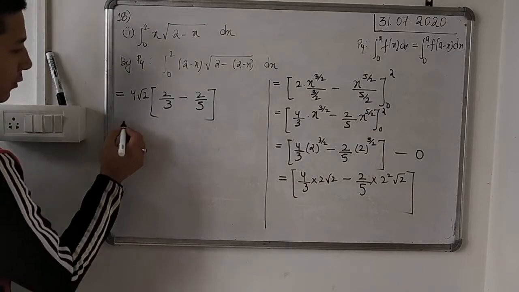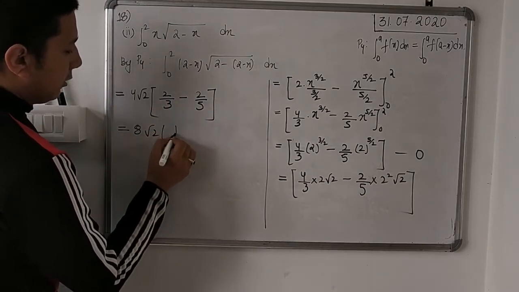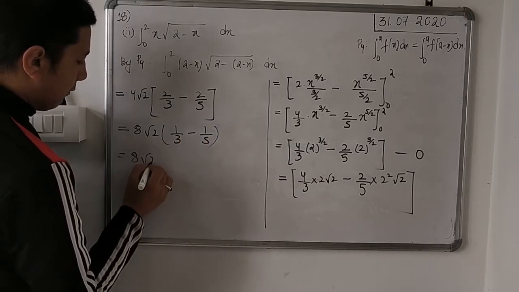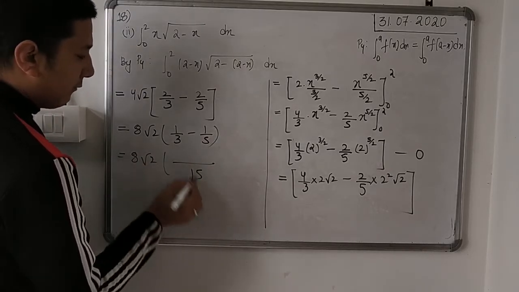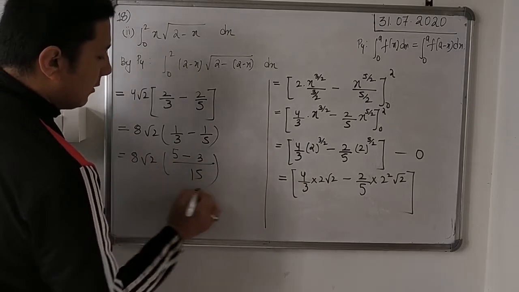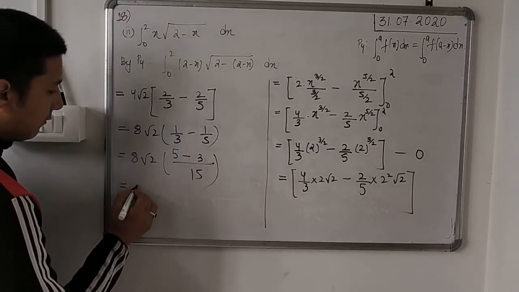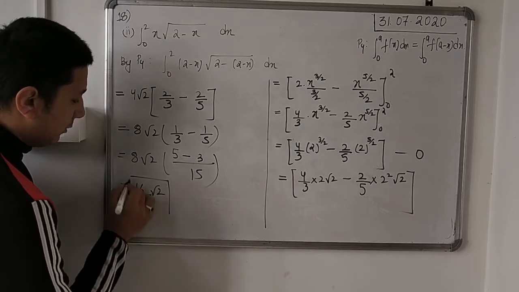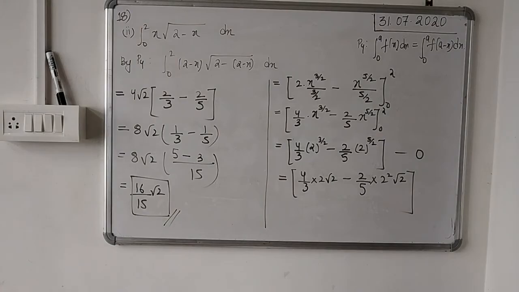Even I can take 2 also common, so hence it will be 8 root 2 outside, and here it will be 1 by 3 minus 1 by 5. So therefore find out the LCM. 15: 5 3s are 15, 3 5s are 15. So what is 5 minus 3? 2. 8 2s are 16. So therefore this will be 16 by 15 into root 2, which will be your answer. Please pause the video and note it down.